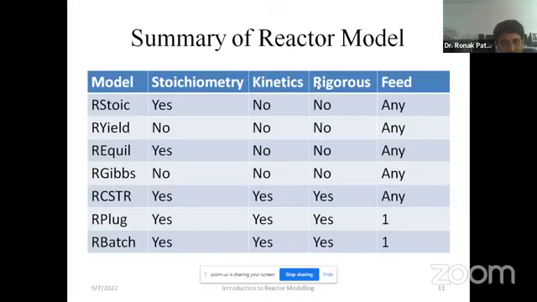RCSTR is rigorous, so it requires stoichiometry and kinetics of a reaction. RPlug also requires stoichiometry and kinetics of a reaction. On the other hand, the feed to the RPlug reactor is limited to one. And RBatch, again, is a rigorous model, so it requires stoichiometry and kinetics of a reaction, and the feed has to be only one stream.